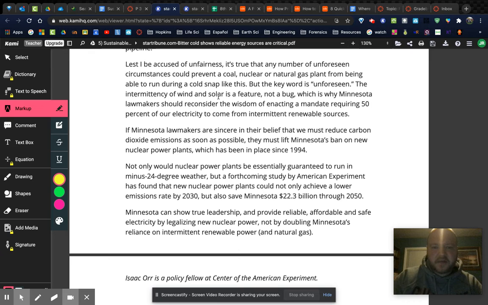So here he's talking about the fossil fuel forms being a little bit more reliable in his view, and he's calling solar and wind intermittent, meaning they don't operate when it's not windy and they don't operate when it's not sunny.